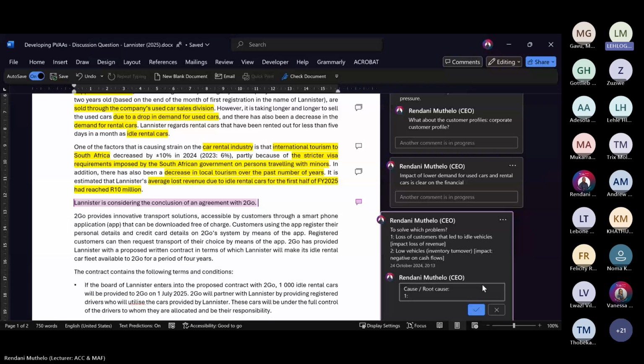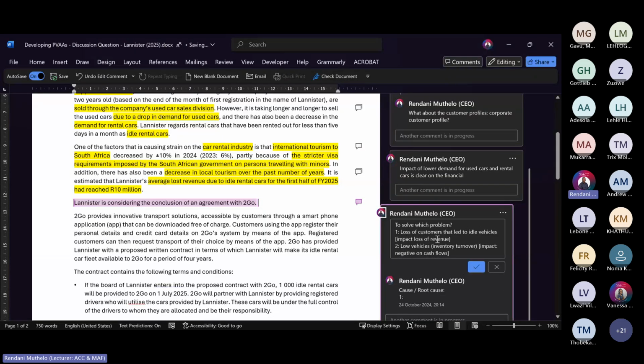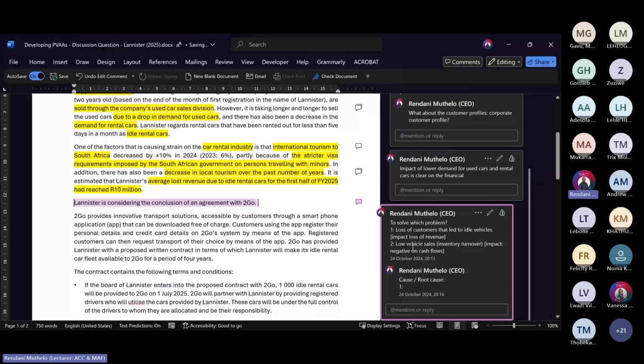Rendani, may you please repeat the question, if you don't mind? So maybe to clarify, rather. So now we are saying that you and I have come up with these two problems that Leicester is facing. It is the issue that they've got idle vehicles, which are vehicles that are just sitting and therefore resulting in loss of potential revenue. We agreed on that. That's problem number one. And this, we can say, is the problem for the rental division. Then problem number two, we agreed that it's lower vehicle sales, which is the low inventory one. And this, we are saying, impacts on the holding cost as well as the generation of cash flows.